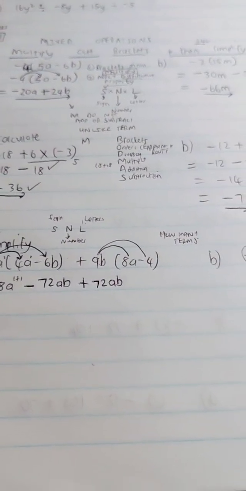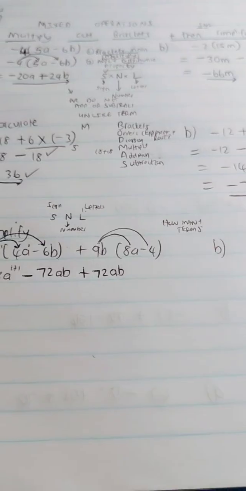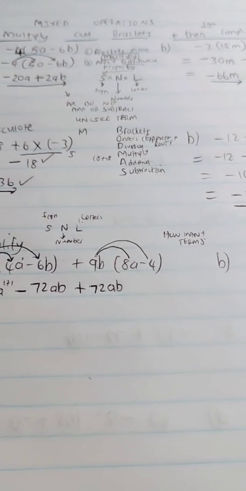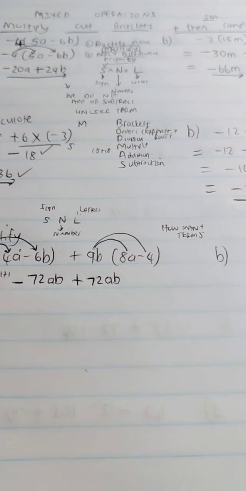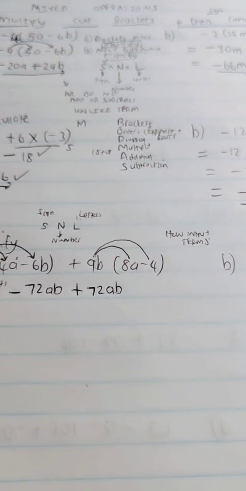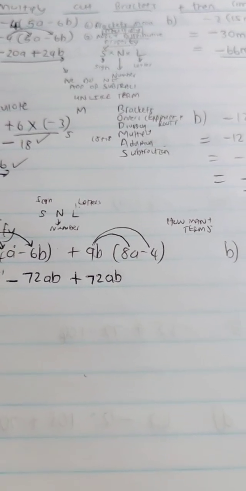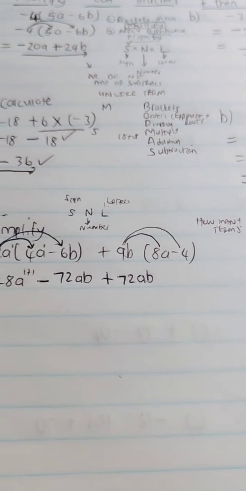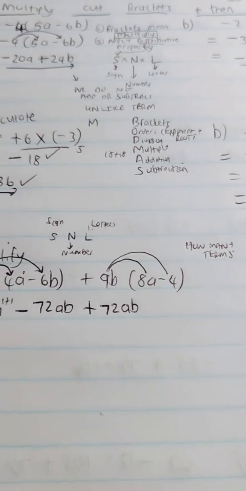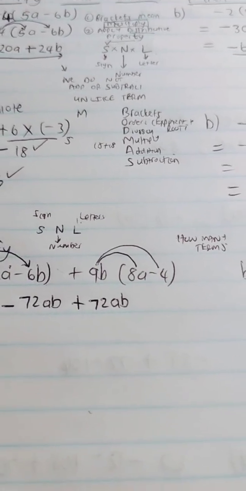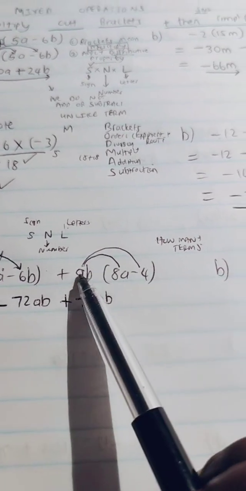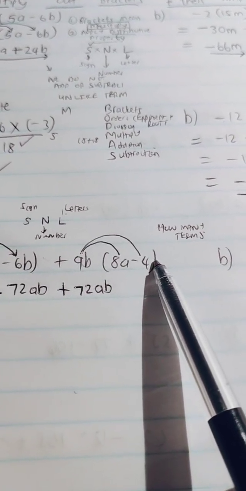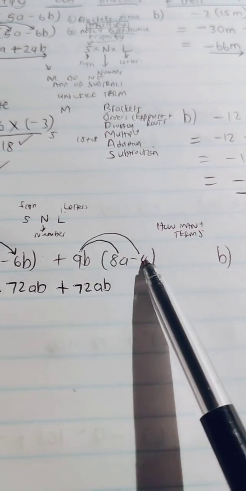Because whether you write BA or AB, that is the same thing. Because in multiplication, there's a law that we call the commutative law for multiplication. The order in which you place B and A for multiplication does not matter. It means the same thing. Then we're now going to distribute 9B to negative 4. 9B we are going to distribute to negative 4.